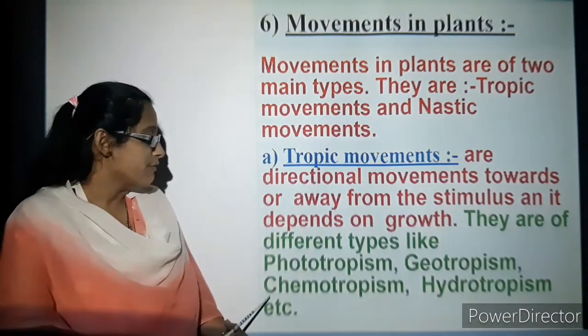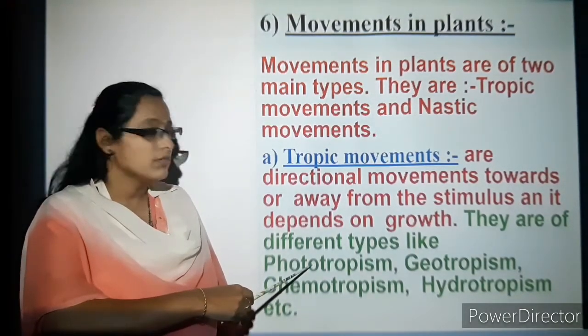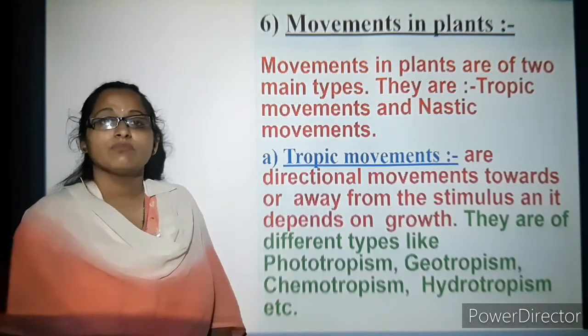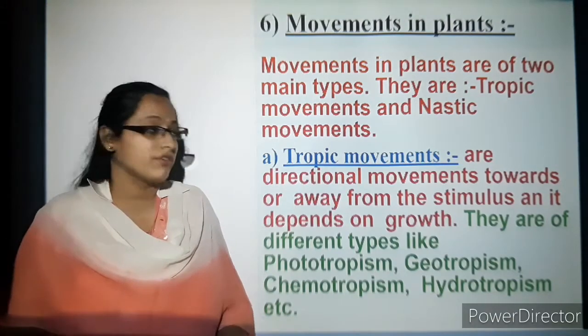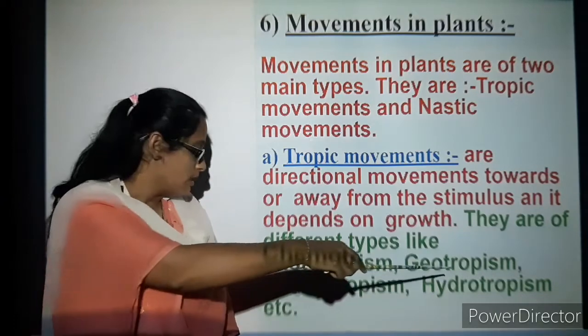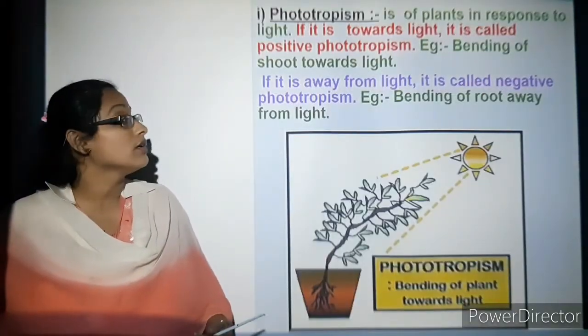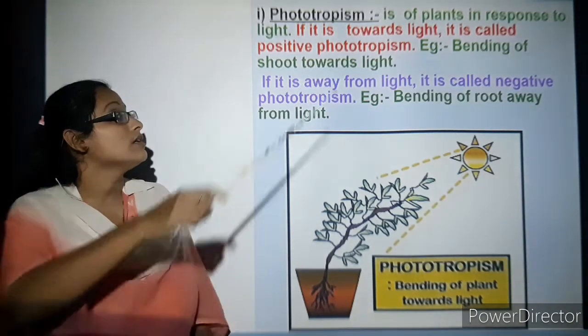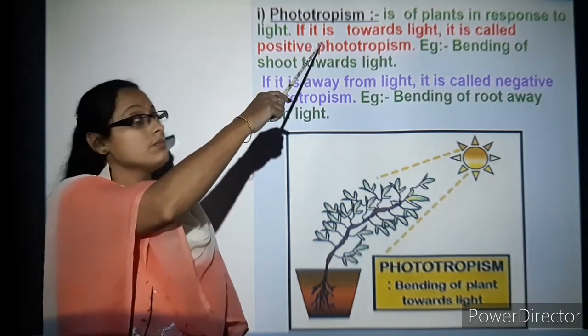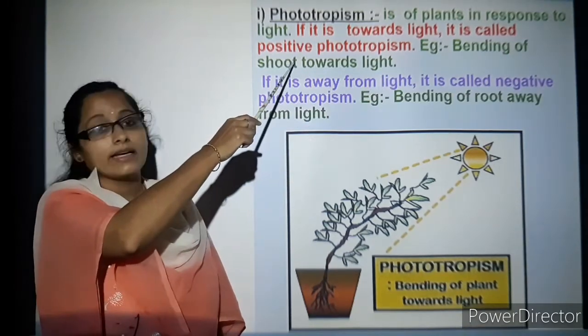So they are of different types, like phototropism. Phototropism is with respect to the plant bending towards the light or away from the light. Next, the geotropism, chemotropism, hydrotropism. So we'll understand more in detail. So let's understand phototropism. It is the response of plants to light.